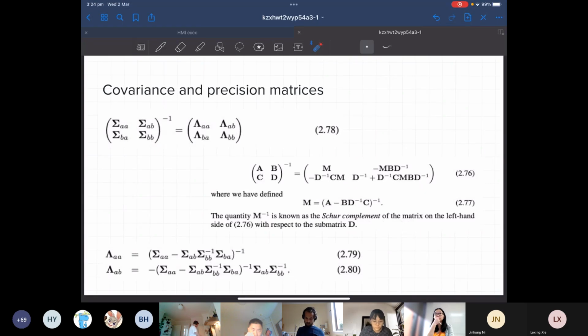So now let's try to express them in matrix terms using sigma and lambda. Remember sigma being the covariance matrix, lambda being its inverse, the precision matrix. This simply rewrites the definition, expanding them into the 4 parts, 4 components.